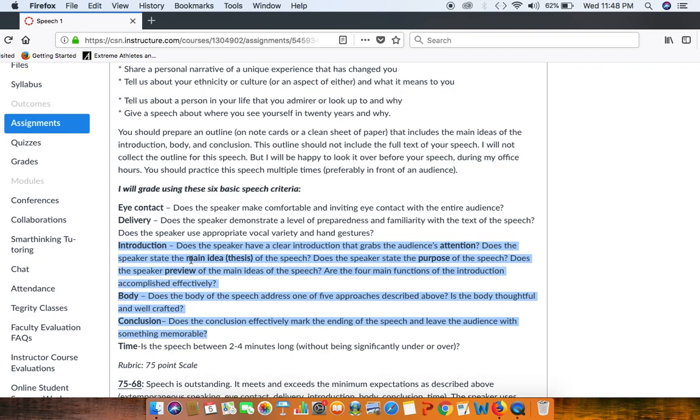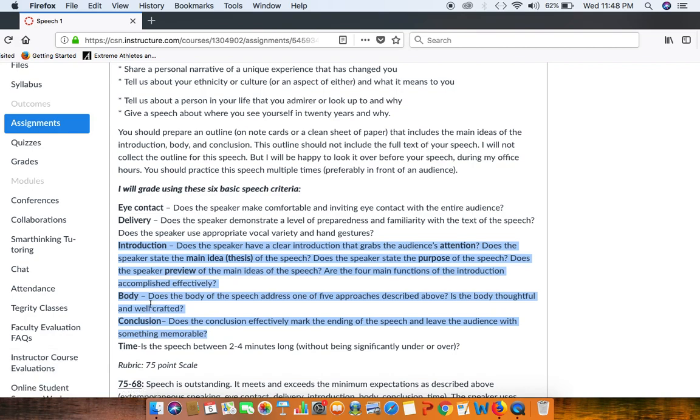Hot, warm chocolate chip cookies. My grandfather made the best chocolate chip cookies. Today, I'm going to share with you why I look up to my grandfather. Right? Grab our attention and tell us where we're going.